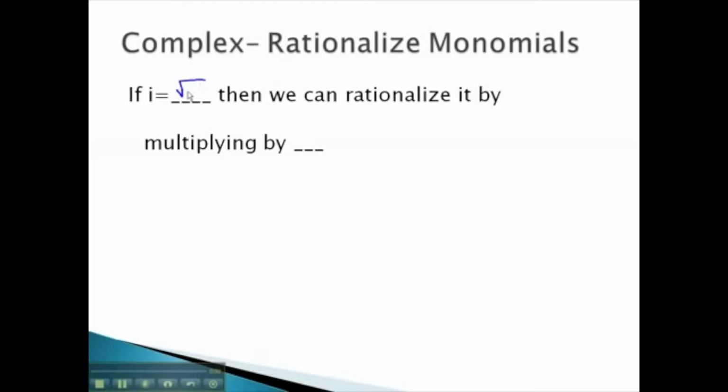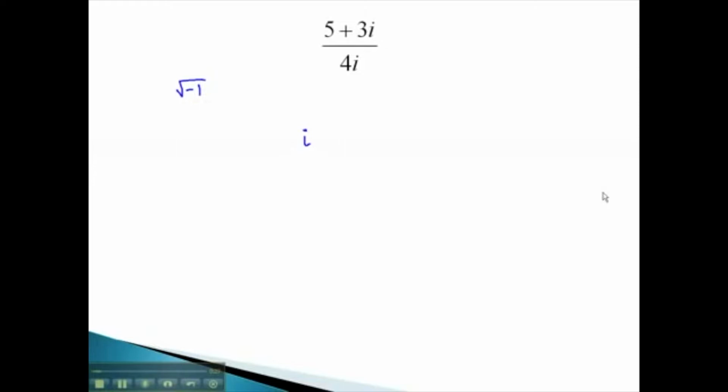Because i is equal to the square root of -1, we can't have square roots in the denominator, which means we can't have i in the denominator. If the expression is simply a monomial, we can simply multiply by i in order to rationalize the denominator. For example, if we had a problem such as this, we would simply need to multiply this monomial with i by another i. Of course, we'll do the same thing in the numerator.